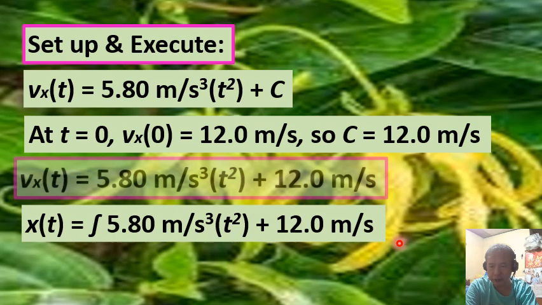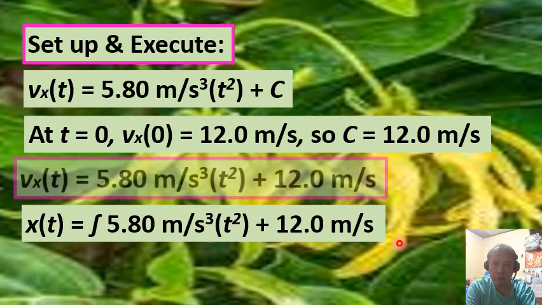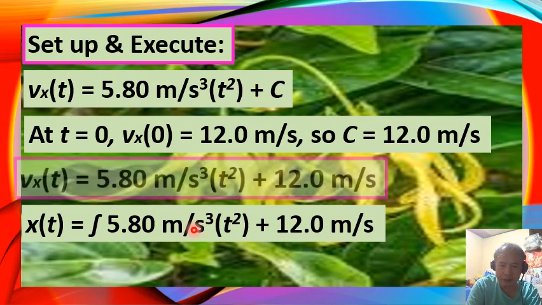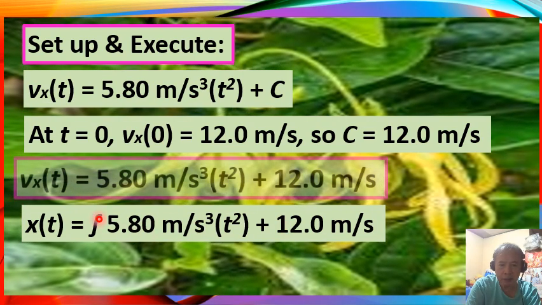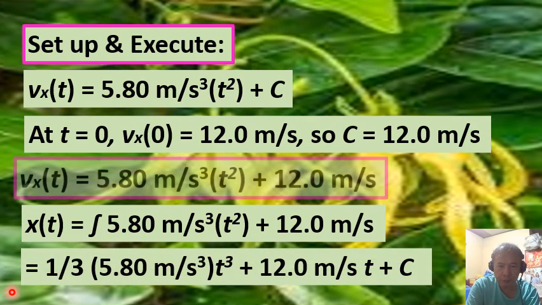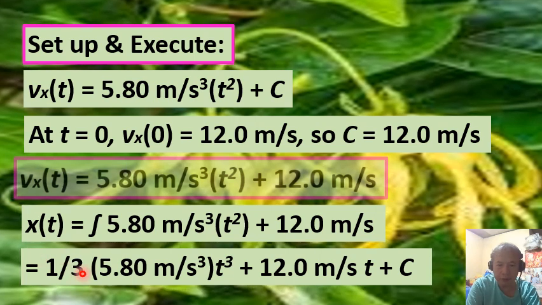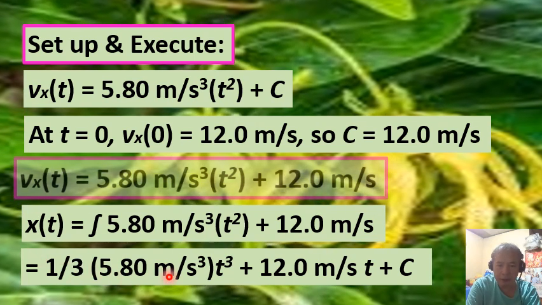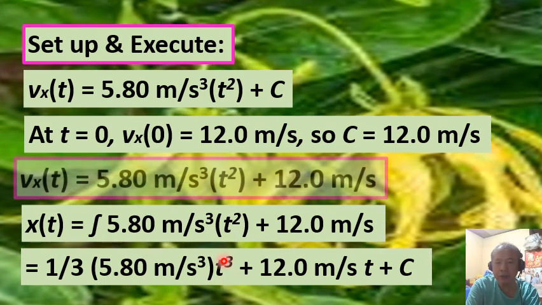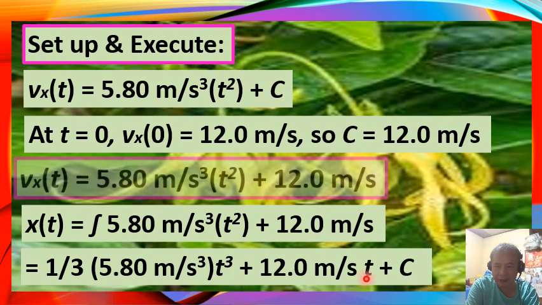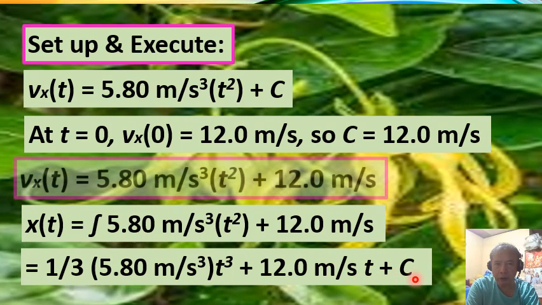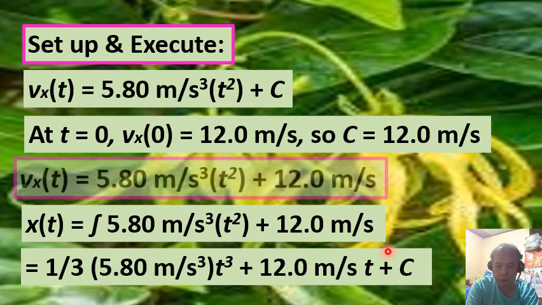And applying our concepts on integration, the integral of this velocity function will just be equal to 1/3 times 5.80 meters per second cubed times t raised to the third power plus 12.0 meter per second times t, and plus the constant of integration, capital C.